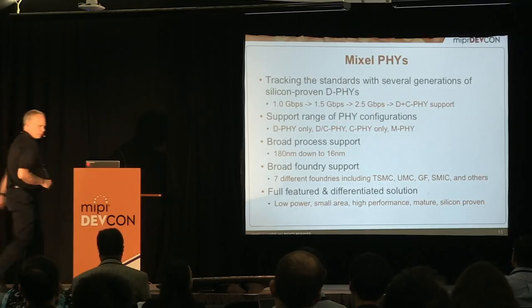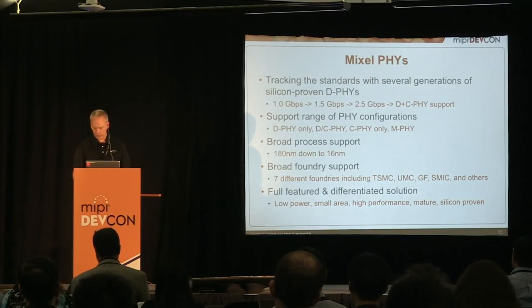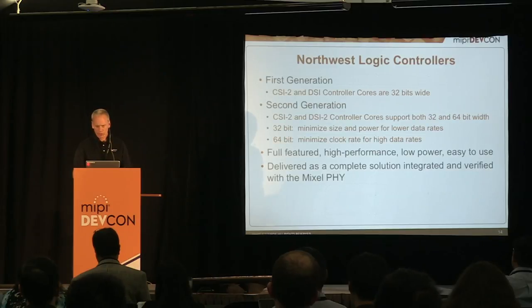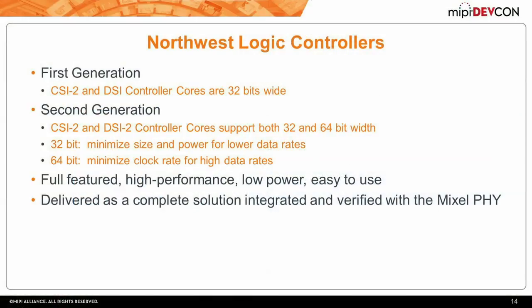Okay, so just a couple more slides here, and then we'll open things up for questions. Our first generation of controllers has been available for a long time, been very widely used in combination with the Mixel PHYs. And as you'd expect, those controllers were 32 bits wide. That's what the market needed based on 4-lane, 8-bit per lane D-PHY.